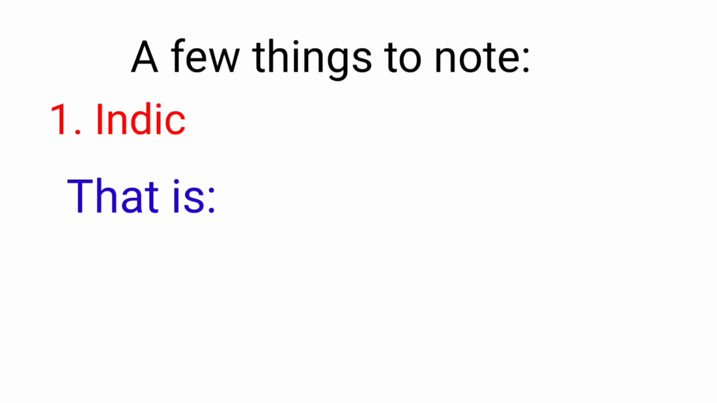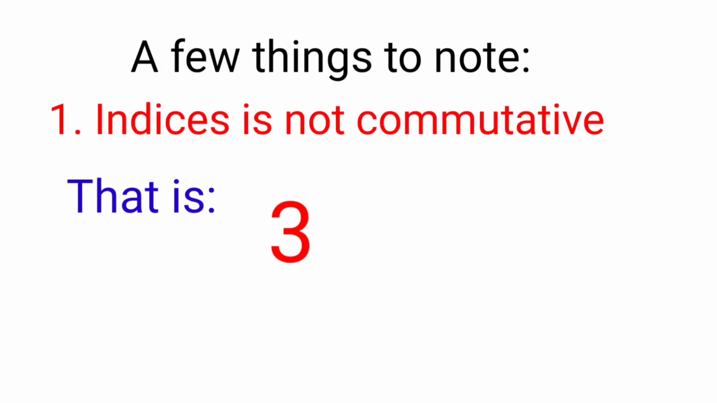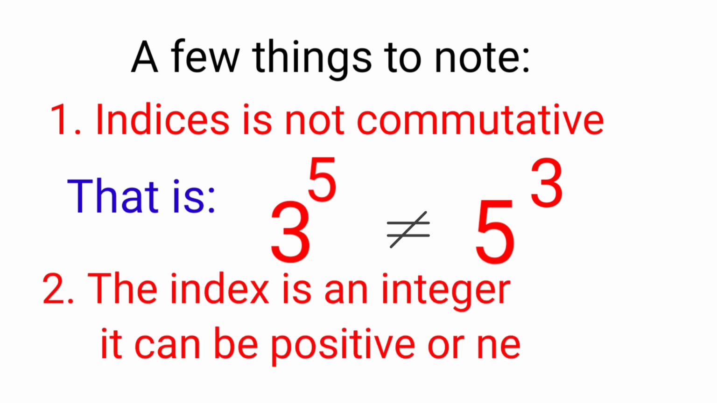Now a few things to note are, 1, indices are not commutative. And that means 3 to the 5th, for example, is not the same as 5 to the 3rd. So can I say that again? 3 to the 5th is not the same as 5 to the 3rd, as 3 to the 5th is multiplying 5 threes together, and 5 to the 3rd is multiplying 3 fives together.